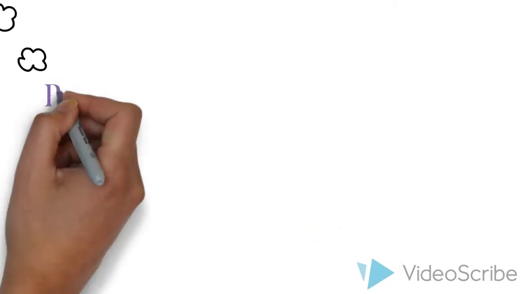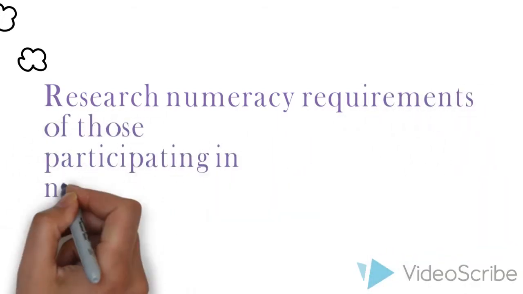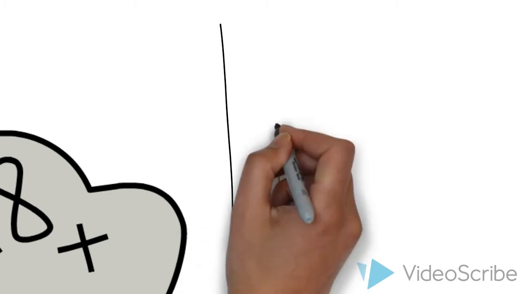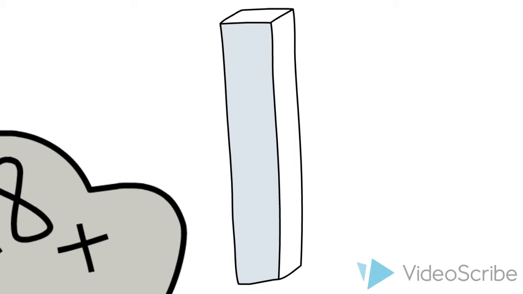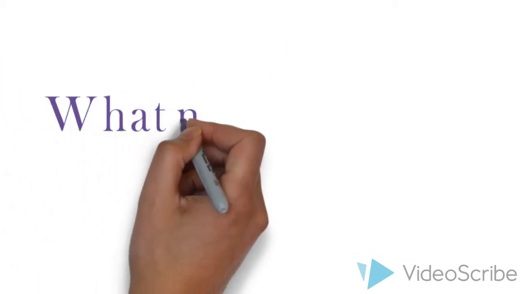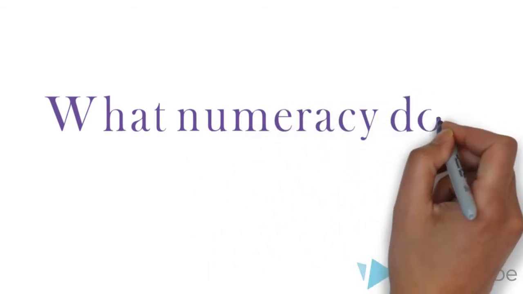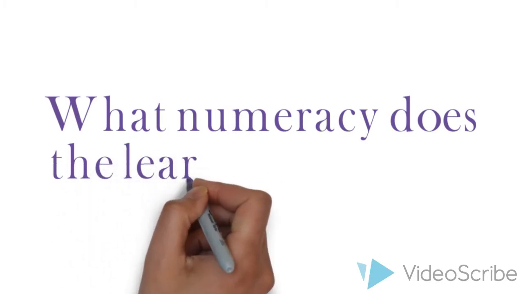Research the numeracy requirements of those participating in numeracy provision. When you start working with a numeracy learner, you need to establish, firstly, what numeracy does the learner require. To establish this, you may need to unpack the numeracy in the training package or unit of study the student must complete, or identify the numeracy requirements of the workplace.